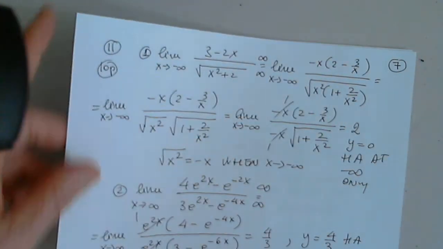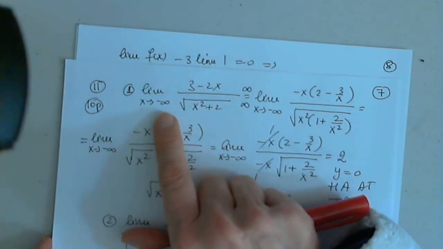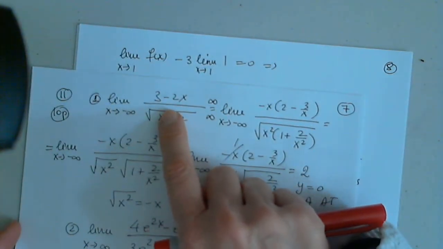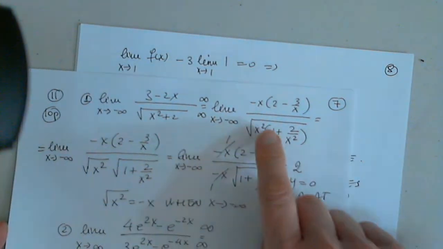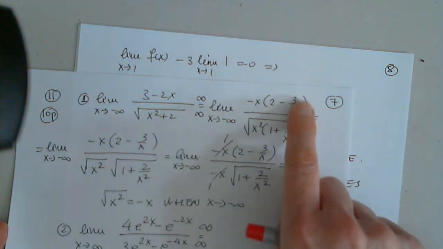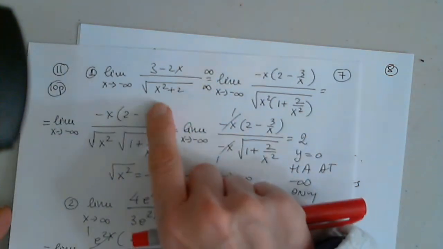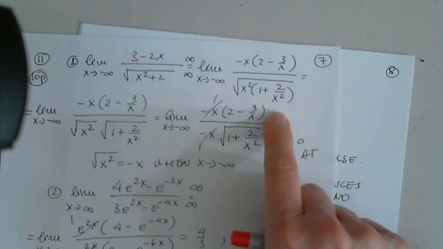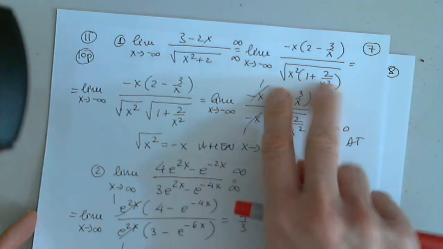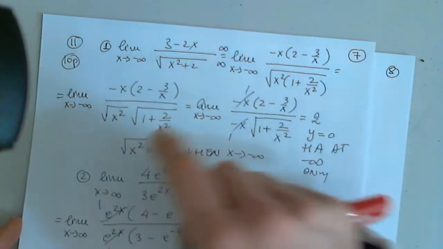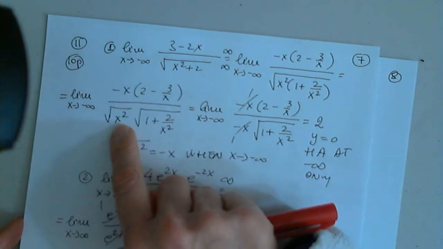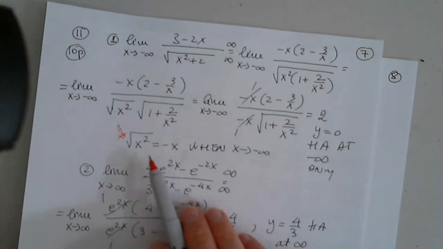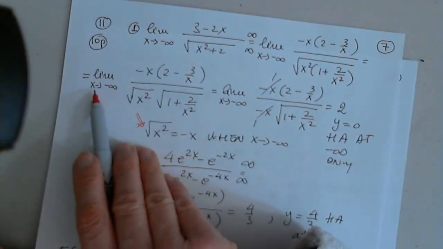Finally, two more limits here. x approaches negative infinity. So I factor out negative x, that's the degree of the top. So I have 2 minus 3 over x in parentheses. Here I realize the degree underneath is x squared. I pull out x squared, and I have 1 plus 2 over x squared. I apply the rule that says that the square root of a product is the product of square roots, but now I have to be very careful because the square root of x squared equals negative x when x approaches negative infinity.